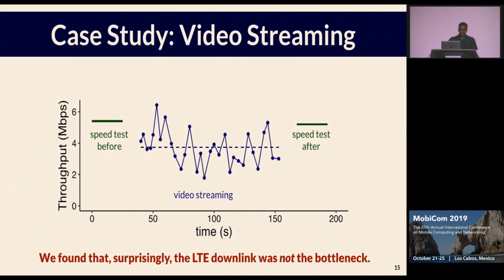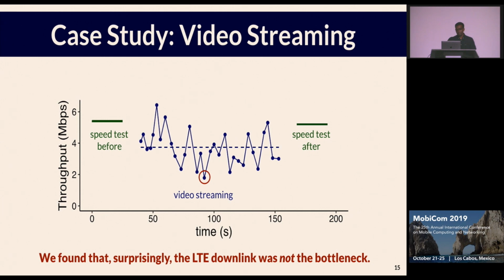Let's now return to the example that we looked at the beginning of this talk. This experiment quantifies that example in more detail. We ran a speed test, then streamed a video and recorded the throughputs for each segment download, and finally ran a speed test at the end. The question we asked at the beginning was, why was the video streaming application's throughput so much lower than the speed test throughput? I'll now show you how we used BurstTracker to find that the LTE downlink was surprisingly not the bottleneck for video. Let's zoom into a single video segment to understand this further.